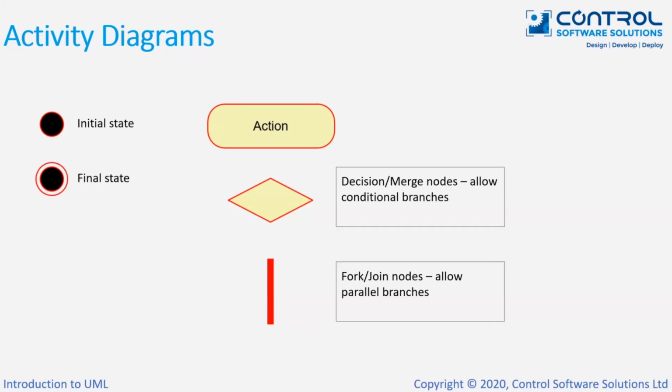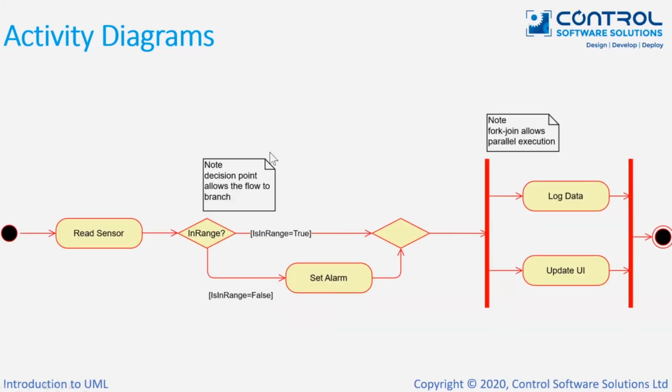So just a little example, purely for demonstration. We've got our starting point here. We've got an activity called read sensor. And then I've got a decision point, in range, and it's either is in range equals true or is in range equals false. All I've said is, if it's not in range, set the alarm and then merge back into the main trunk. This is where sometimes people question the relevance of this.